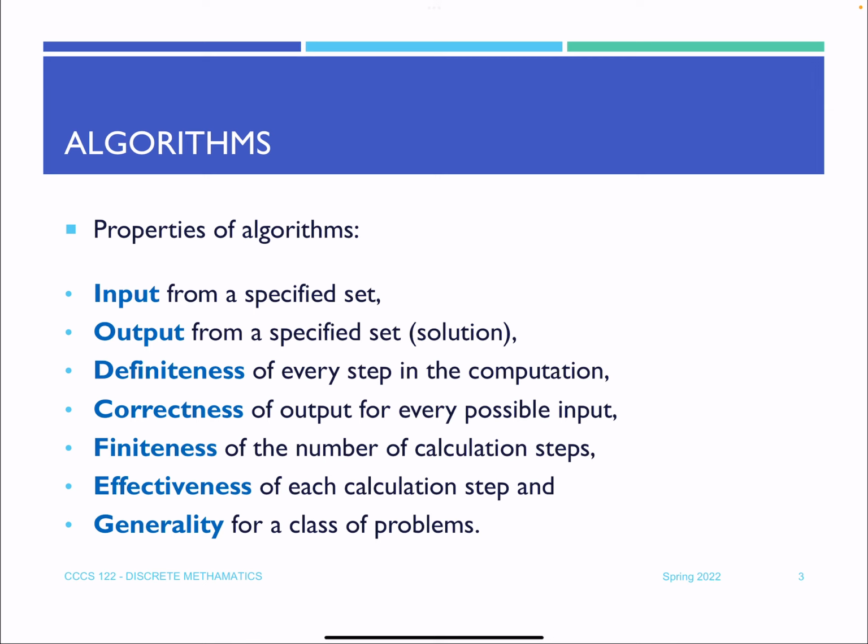The number of steps that you have to perform to execute the algorithm has to be finite. If you have an algorithm that can possibly, for some inputs, continue to run forever and never return a solution, then what you have is not an algorithm. So finiteness, this is an important property of an algorithm. Effectiveness of each calculation step, and finally, the generality for a class of problems. So you cannot have a set of steps to solve a specific problem. It has to apply to a wider class of problems.